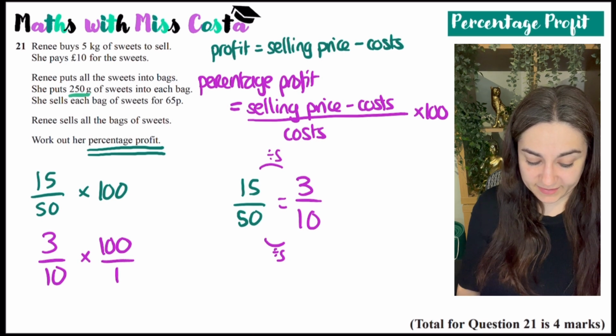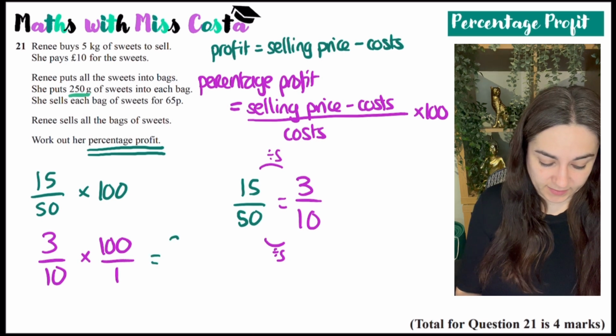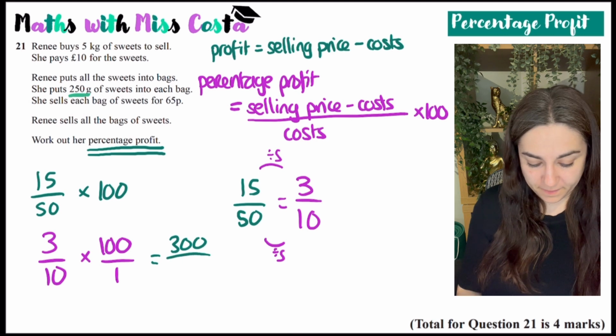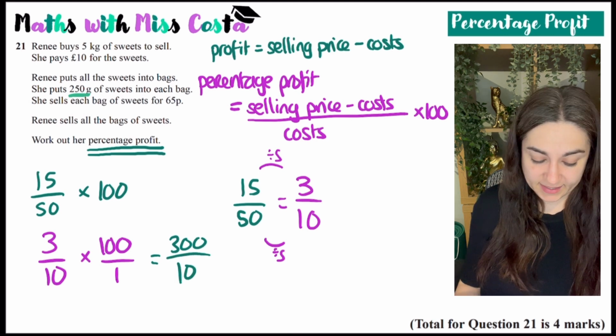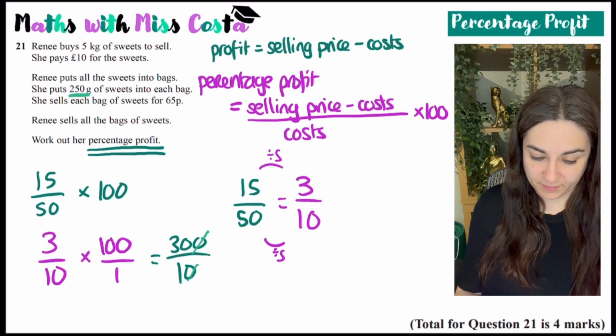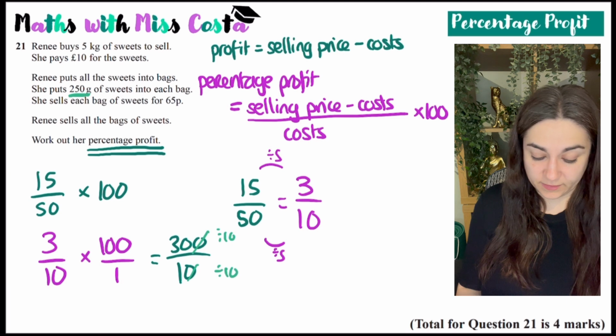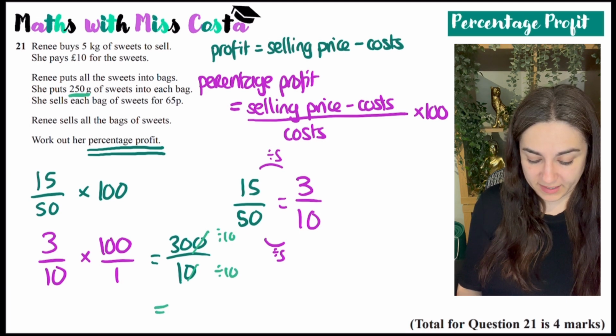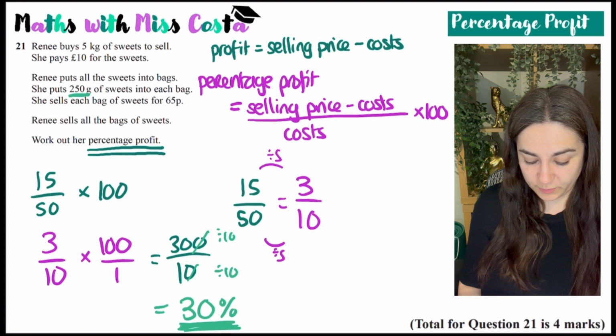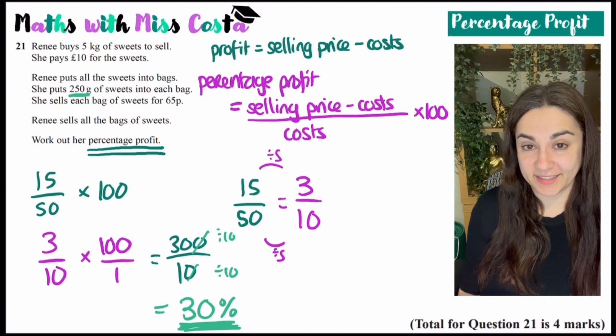And 3/10 times by 100, we'd just turn that into a fraction. 3 times 100 is 300. And 10 times 1 is 10. So you'd be left with 300 divided by 10. To divide both numerator and denominator by 10, we just chop off the 0. So that becomes 30 over 1, which would become 30%. So her percentage profit is 30%.